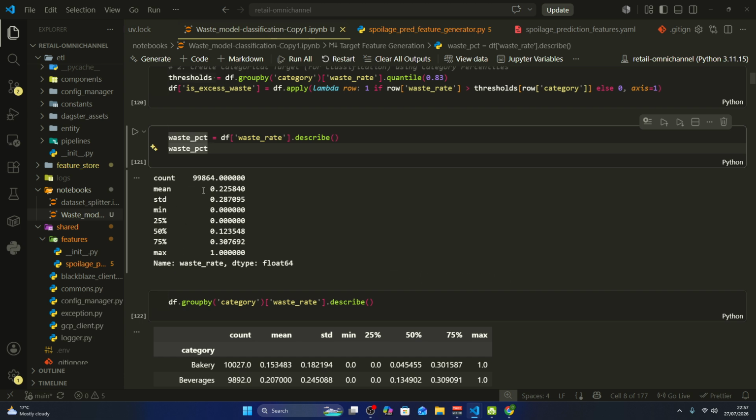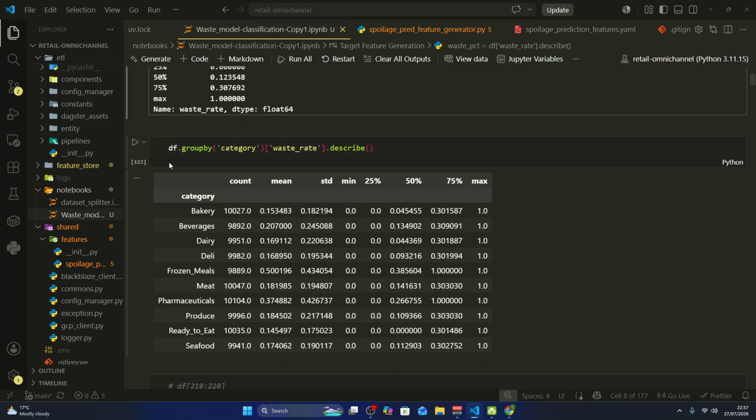So you can see the mean is about 22%, 22, 23%, with a standard deviation of 0.28, 0.3. Then the minimum value generally, of course, will be 0. If it's a negative value, then there's something in the data we have to look into. Then 25%, 50% is the median, this is the 75th percentile, then the maximum generally will be 1. That means 1 was a 100% waste rate based on that shipment.